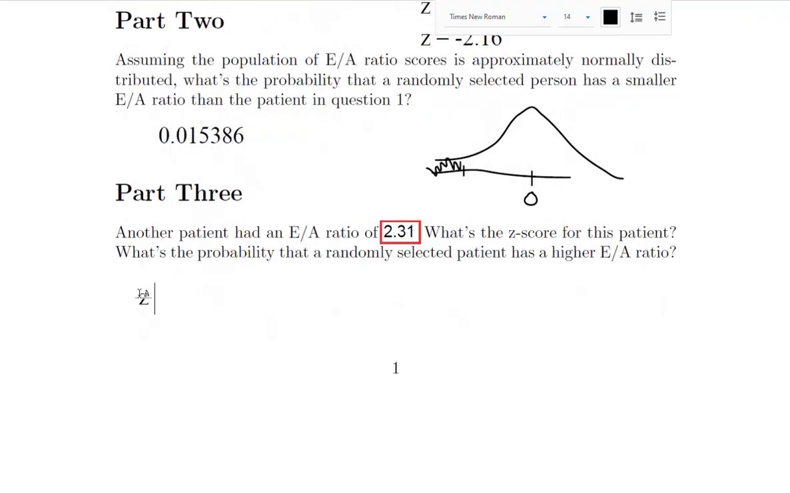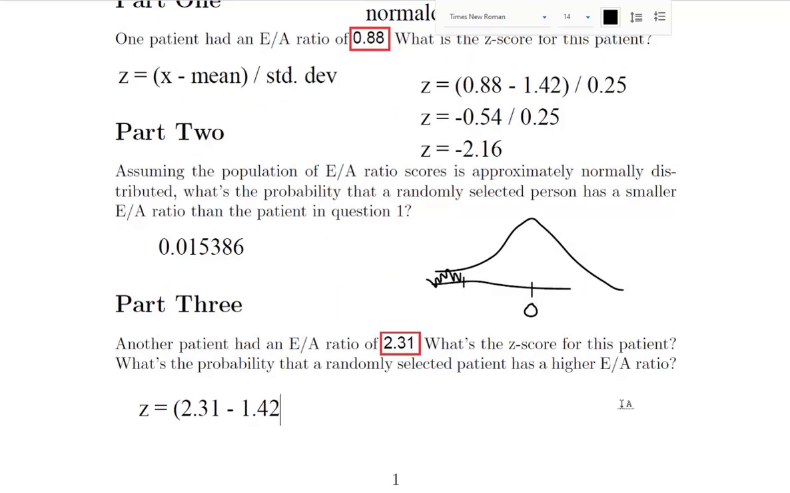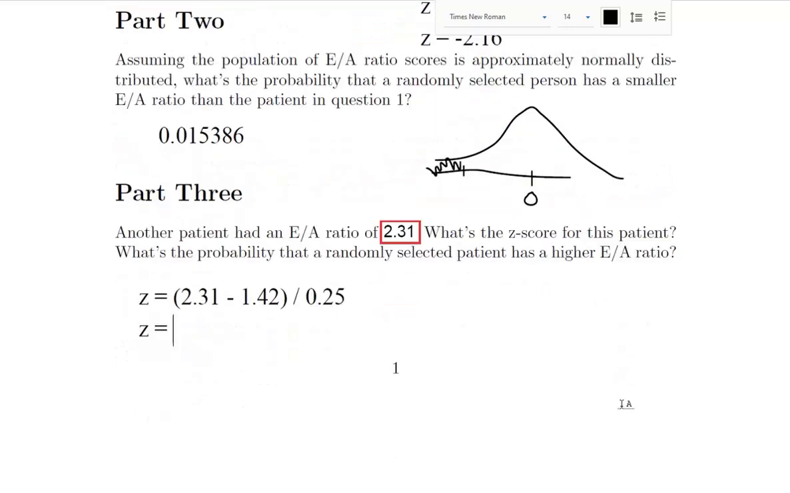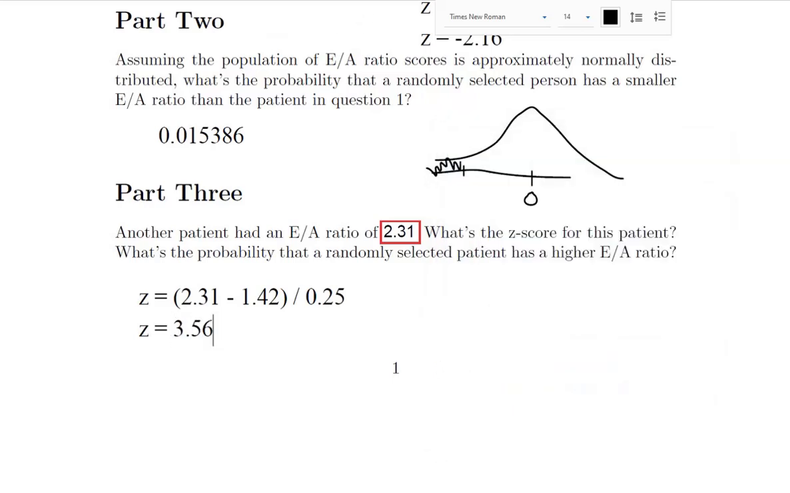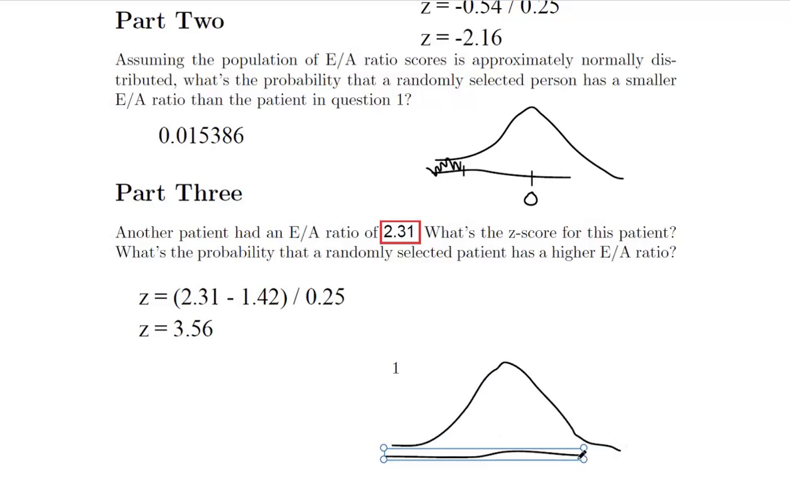Part 3, you're just repeating the steps. Except now we're putting 2.31 in for the value we're trying to convert. Same mean, same standard deviation. Divide that by 0.25, so it's 3.56 is what I got for this one. And so this question asks you to calculate the z-score and also to calculate the probability that we have a higher EA ratio. I made up the numbers for this one, but the actual data set I've given you is an actual medical data set from real people. I think it might be from Pakistan. I don't remember. I don't think it was US. Okay, so 3.56, that's definitely going to be bigger than 0.